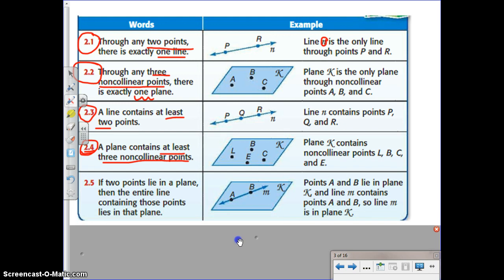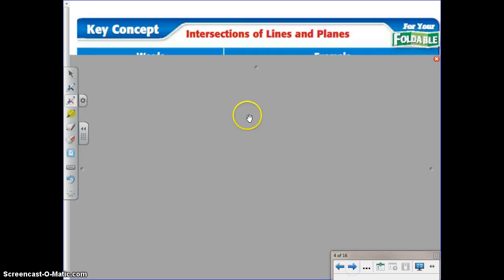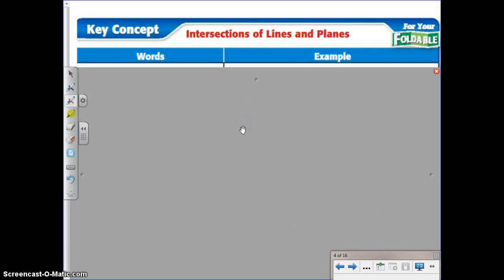And 2-5, we're about halfway done at this point. Postulate 2-5 is if 2 points lie in a plane, then the entire line containing those points lies in that plane. So if 2 points lie in a plane, then the entire line that contains those points lies in that plane. The picture is fine. You could add the words if you want. All right, a few more. Thanks for hanging in here.